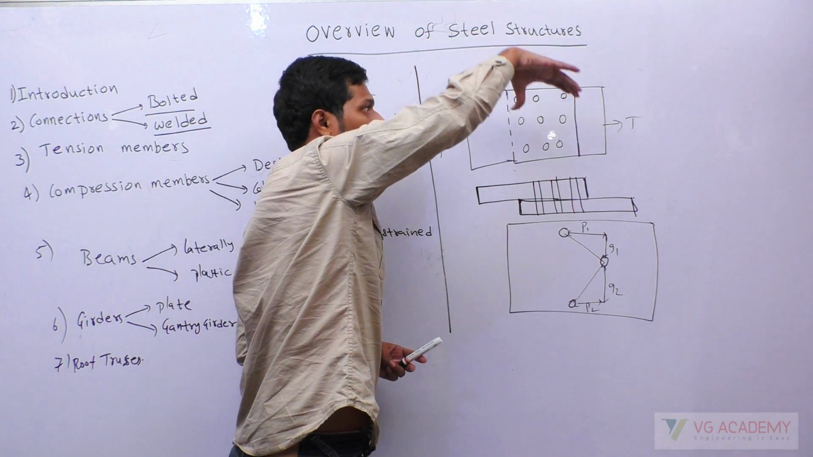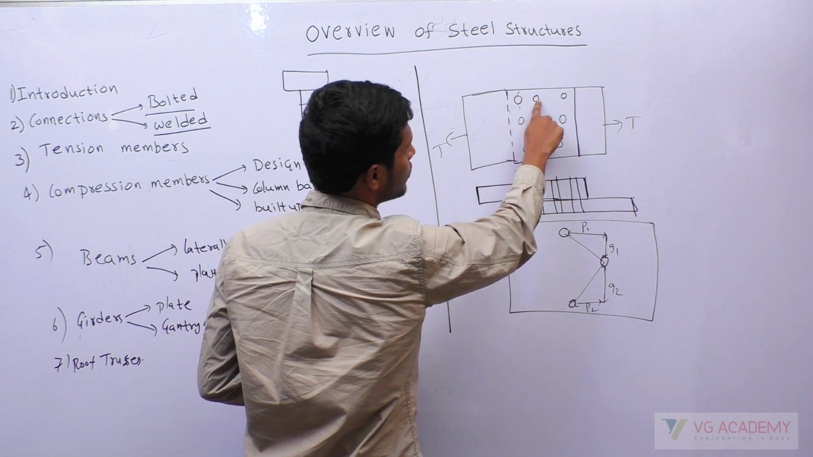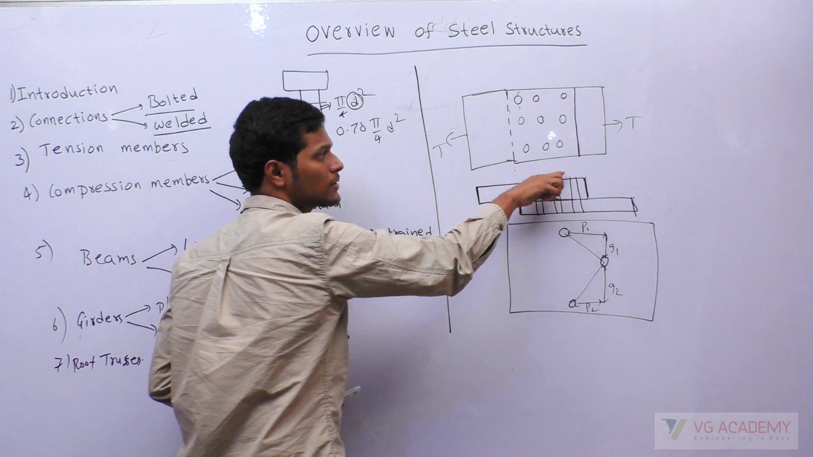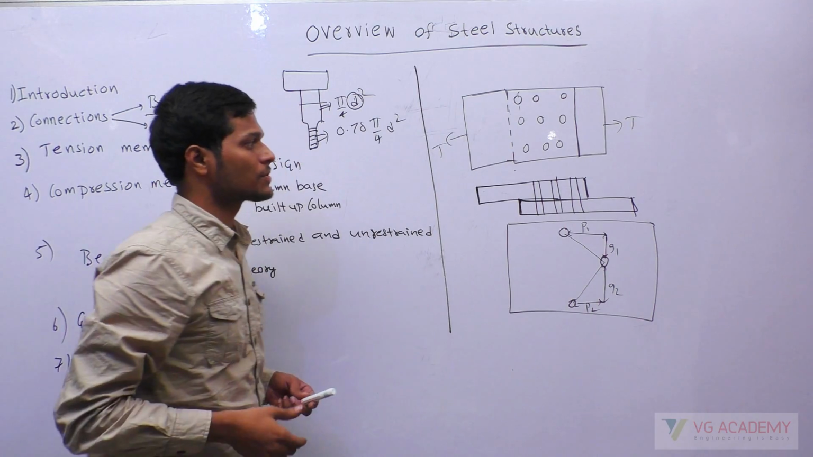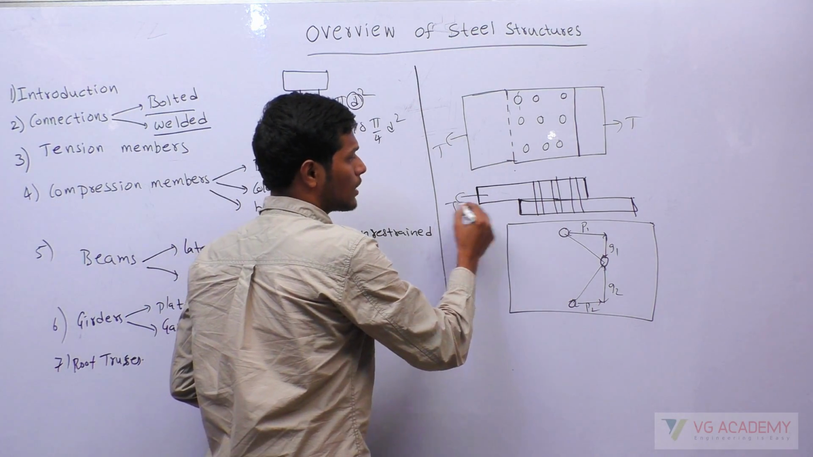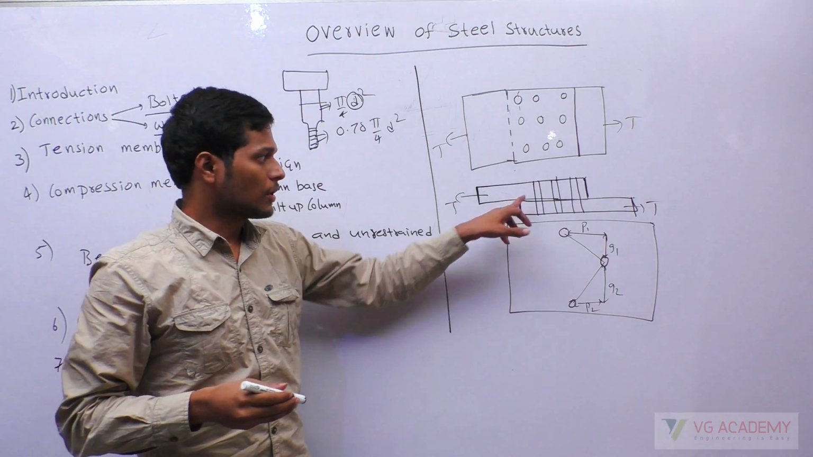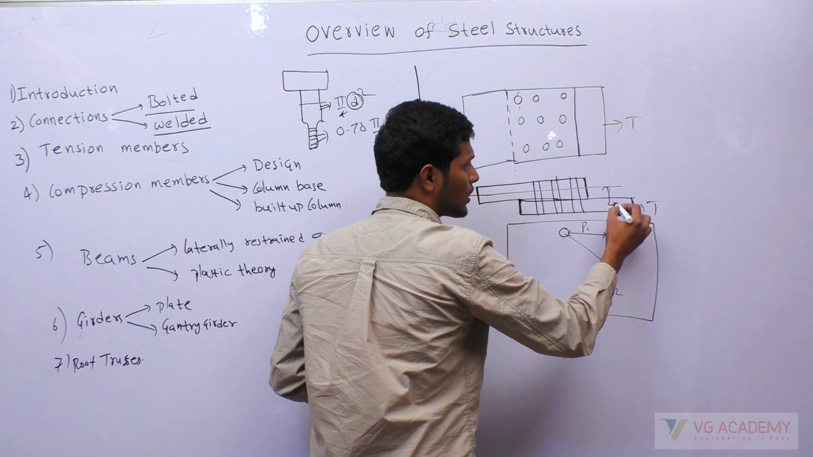If I see from the top view, here I have again 1 2 3, 1 2 3, 3 bolts. So here I have 3 bolts, 3 bolts, 3 bolts. Total in the top view I can see 9 bolts. Okay, so this is called lap joint. So in the lap joint the problem is you will have an eccentricity in the lap joint.